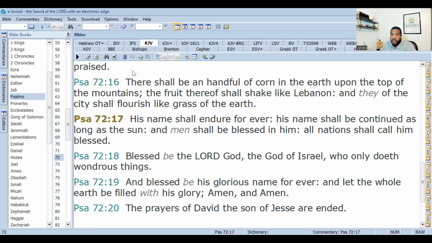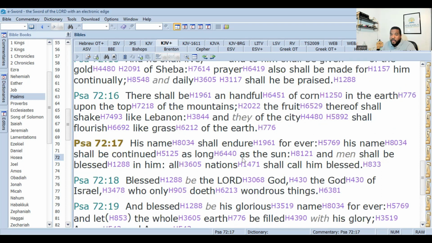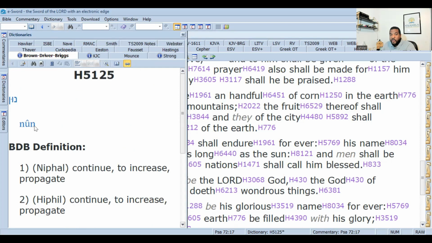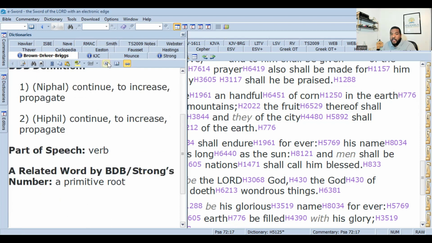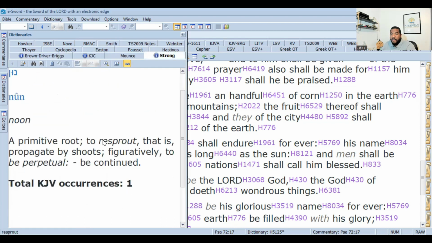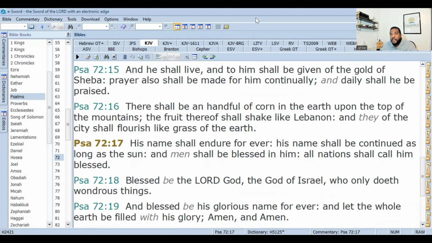Let me show you this word. The word continue, H5125. It is the word Nun, which is Nun, Vav, Nun, right? And it means to continue, to increase. It says to resprout or perpetual, right? So the interesting thing is that there's a reason why the seed is a representation of continuation. Let me go back to the picture.